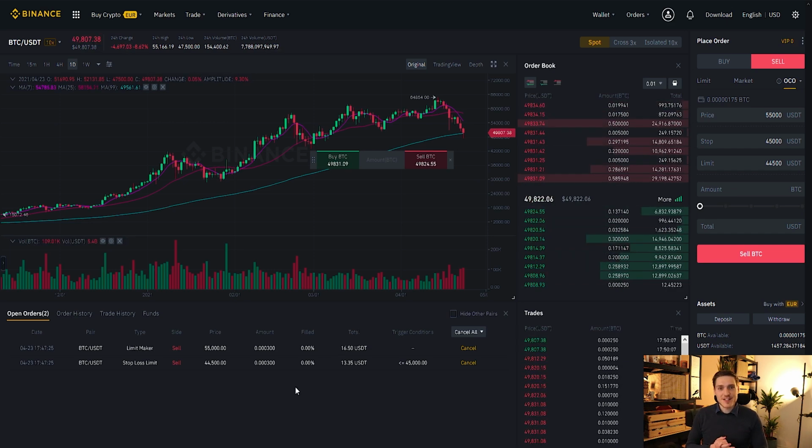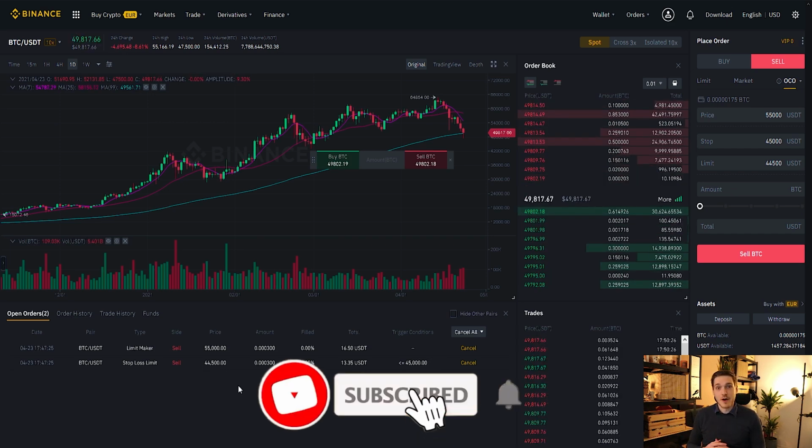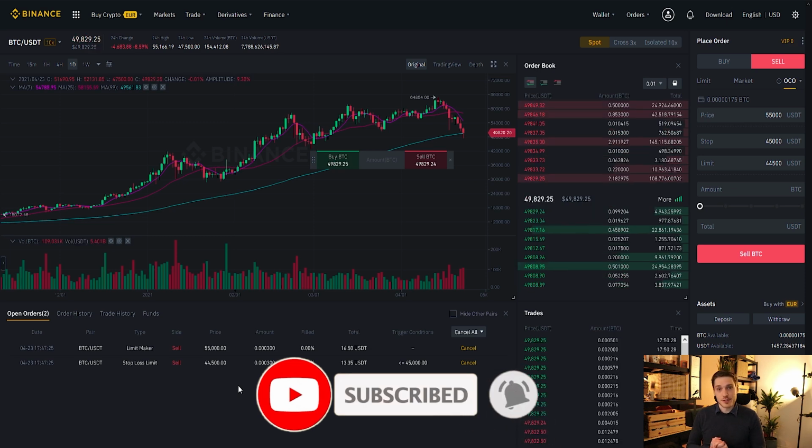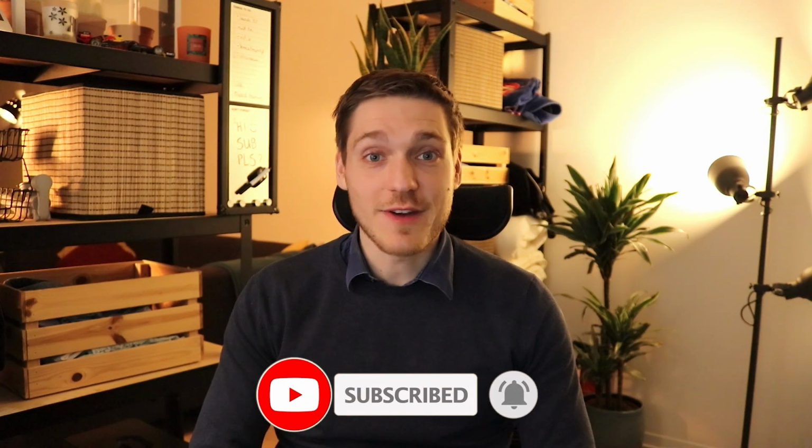And then the second order that's going to be created is this stop loss limit order, which is of course your stop loss order. And that is going to be activated below 45,000 in this example. So it's going to sell my Bitcoin if the price of Bitcoin starts trading below that amount, and it's going to continue selling until it actually reaches $45,500 if there is a large order. So that's a detailed explanation of how you can set a take profit order and a stop loss order at the same time.